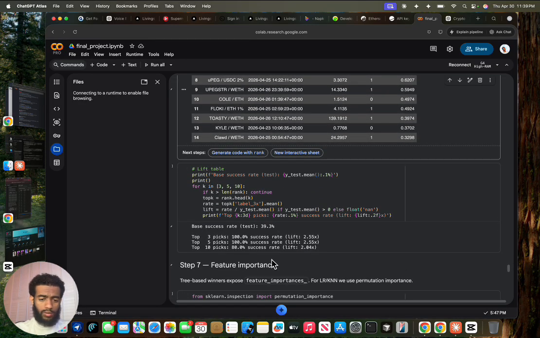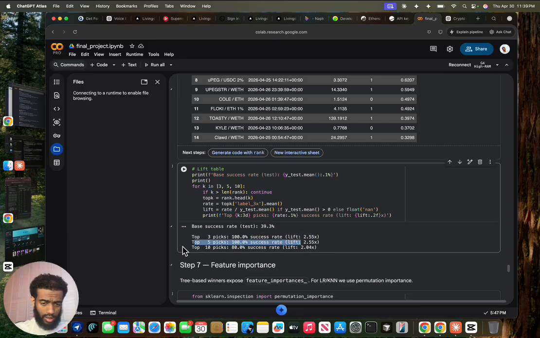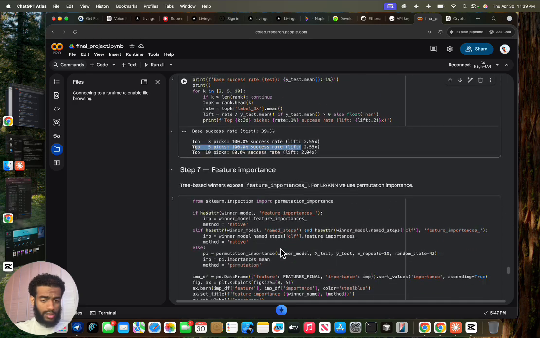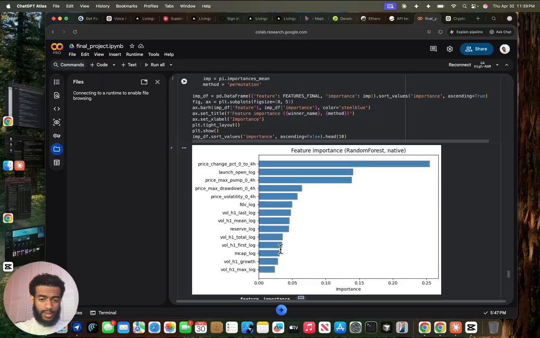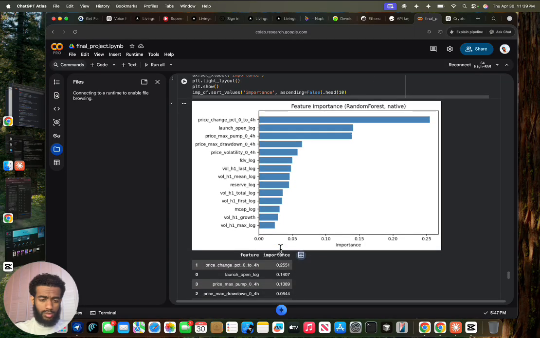But one of the things that surprised me was the top 5 picks had a 100% success rate. Top 3, 100% success rate. Even top 10 was very successful. And that's why I decided this sounds a little too good to be true. Maybe the data set is too small. So what should I do? I decided to up the data.